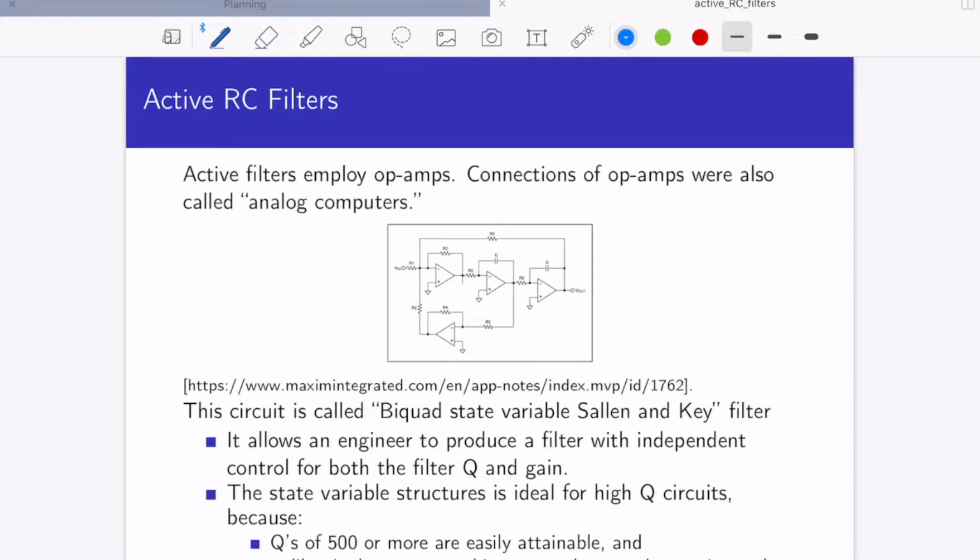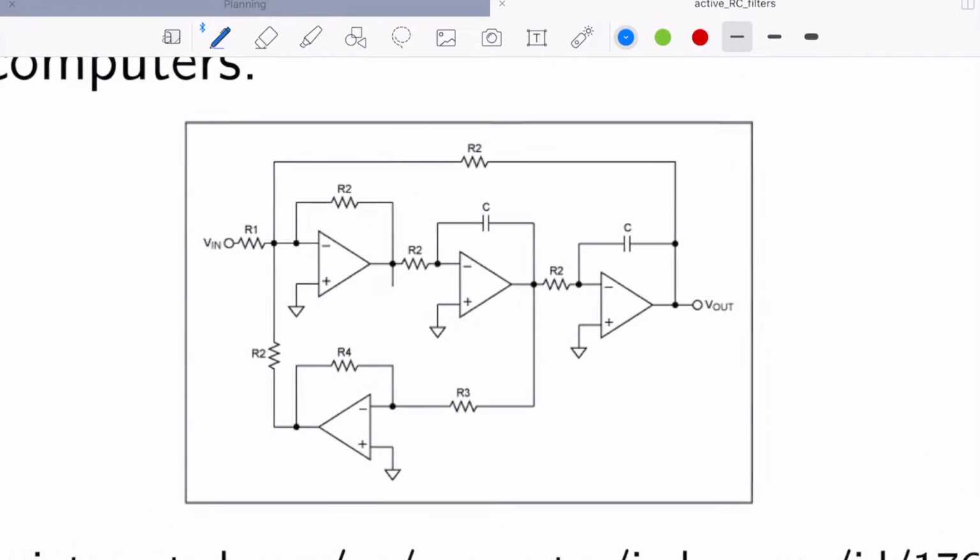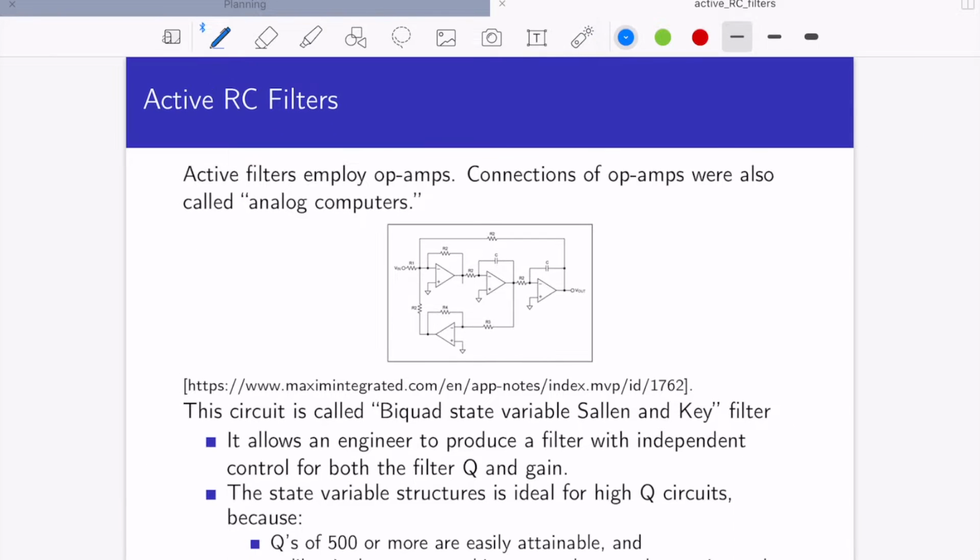Back in the day, connections of op-amps were also called analog computers, so you might hear that term. And what I've got here is a circuit called a biquad state variable Sallen and Key filter. You can see it has 4 operational amplifiers in it. And this particular combination of op amps is designed so that the designer can choose the variables of the resistor to set the gain at a particular frequency.